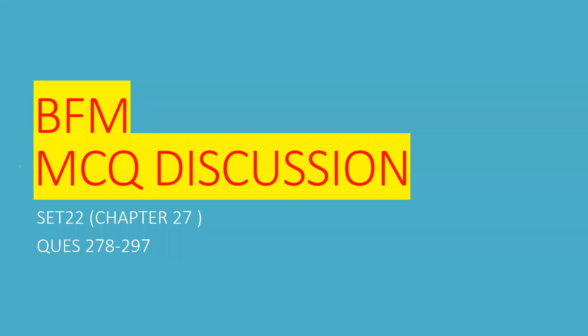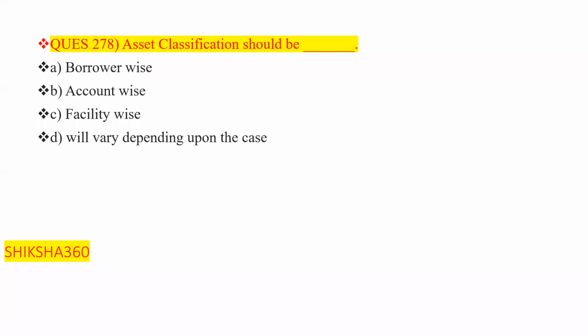Welcome to Shiksha 360. In this session we have to discuss the MCQs on chapter number 27. This is MCQ set number 22, and we will discuss MCQs 278 to 297. One or two MCQs were left in the last session, and I will cover those in another session. These MCQs are totally related to chapter number 27. So the first MCQ, 278, is on your screen now.